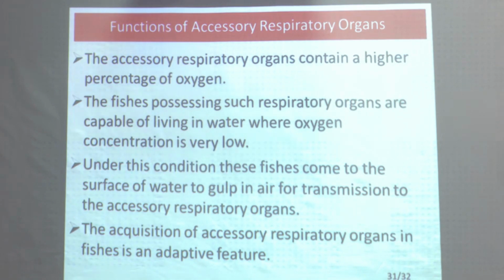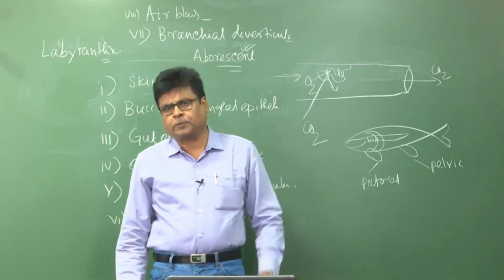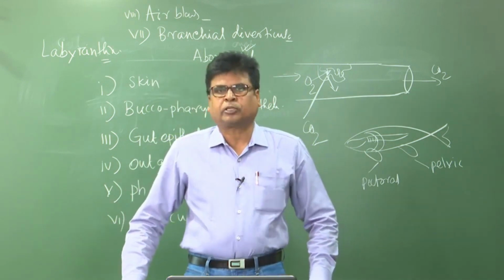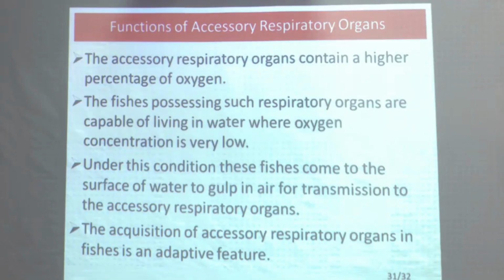Now come to the function of the accessory respiratory organ. The first one, the accessory respiratory organs contain a higher percentage of oxygen. Secondly, the fishes possessing such respiratory organs are capable of living outside the water for some time. Even they can live where oxygen concentration is very low. Under this condition, these fishes come to the surface of the water to gulp air for transmission to the accessory respiratory organ.